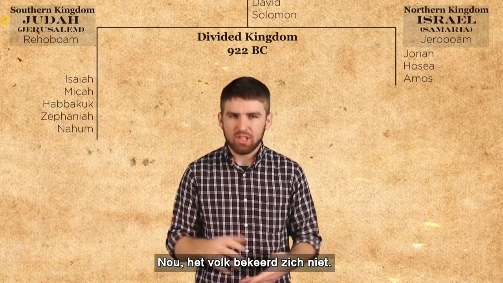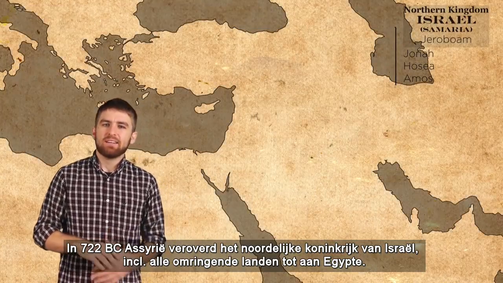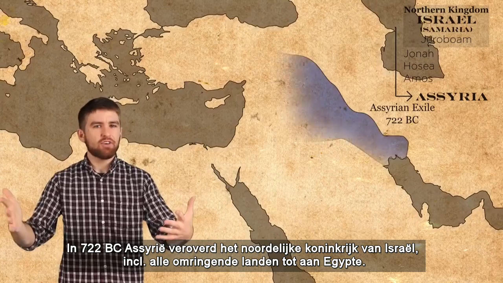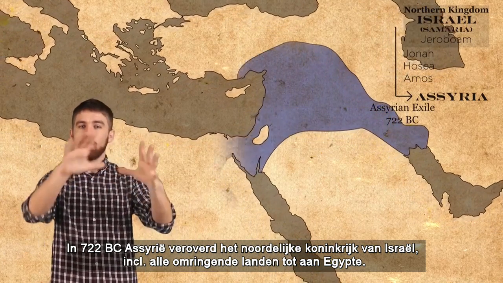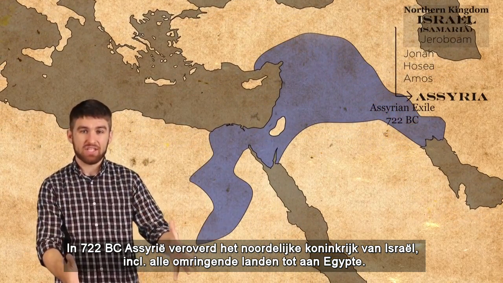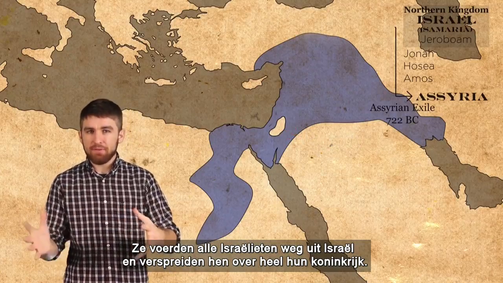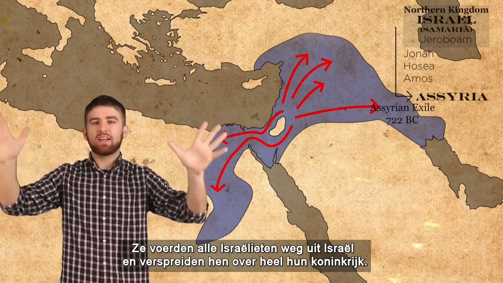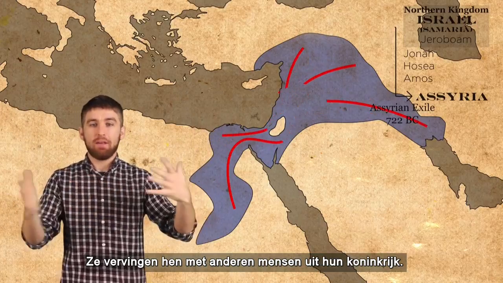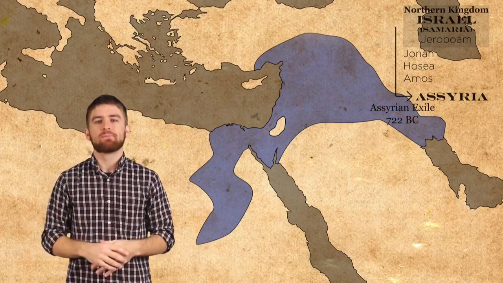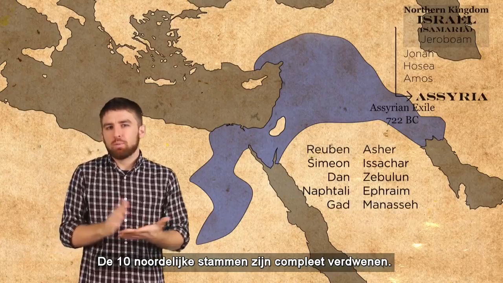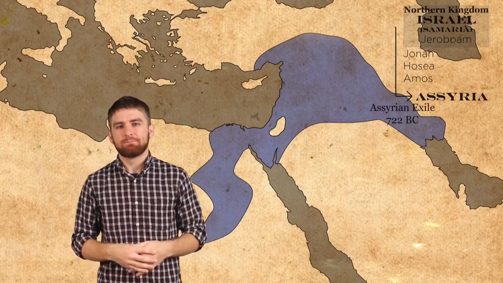Well, the people don't repent. In 722 BC, Assyria conquered the northern kingdom of Israel and all the way around the surrounding areas down to Egypt, leaving only Judah. They exiled all of the people of Israel and scattered them throughout the entire kingdom, replacing them with exiles from other areas of their expanding kingdom. The 10 northern tribes, well, they were completely wiped from history.